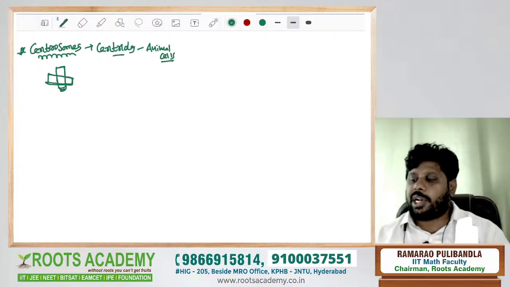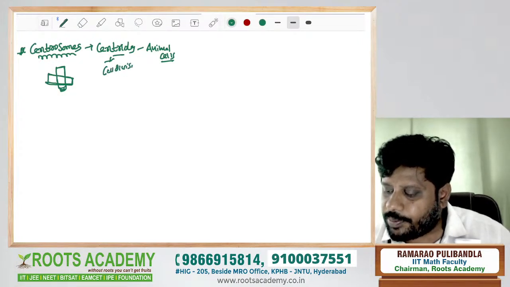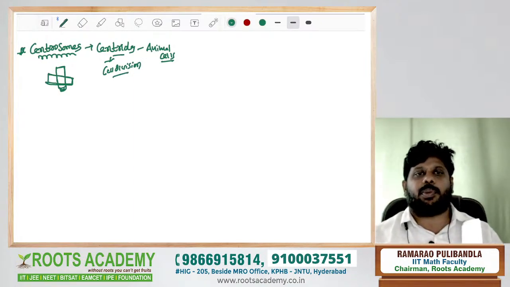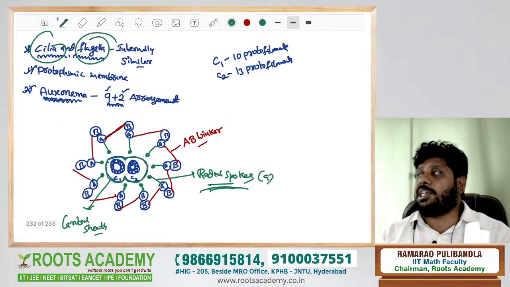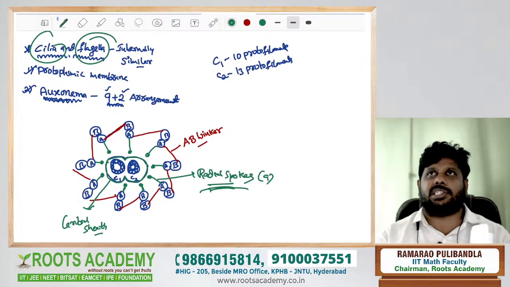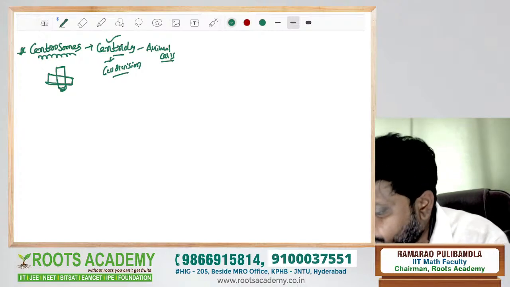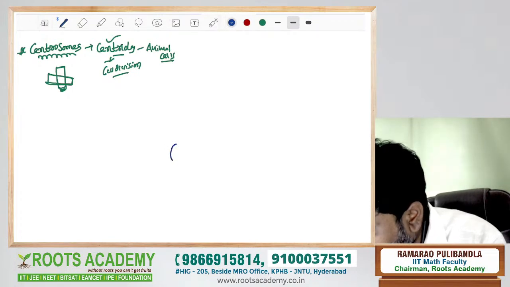So the centrioles are present in animal cells only. These centrioles participate in cell division. Internally, centrioles are the same as cilia and flagella, but minute differences are there. In the internal structure of the centriole, in the center one cavity is present. This cavity is called the hub.